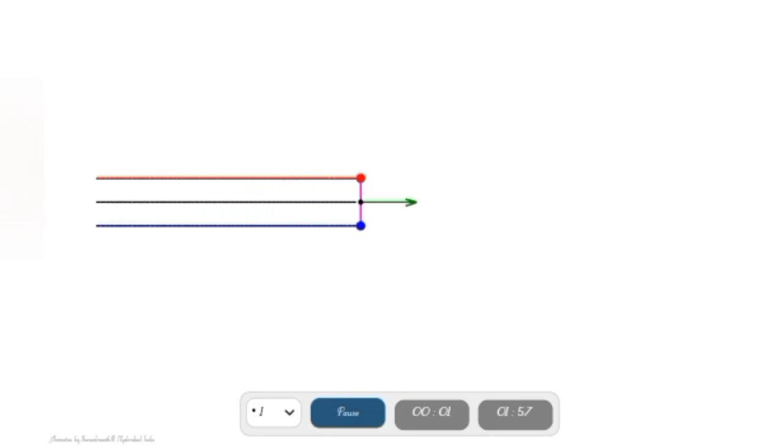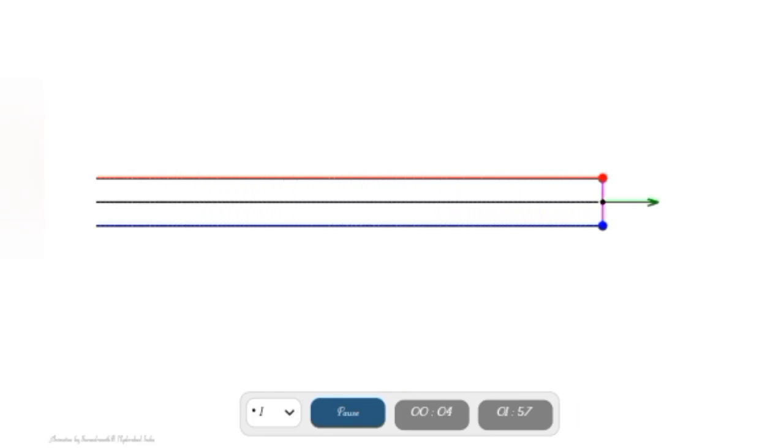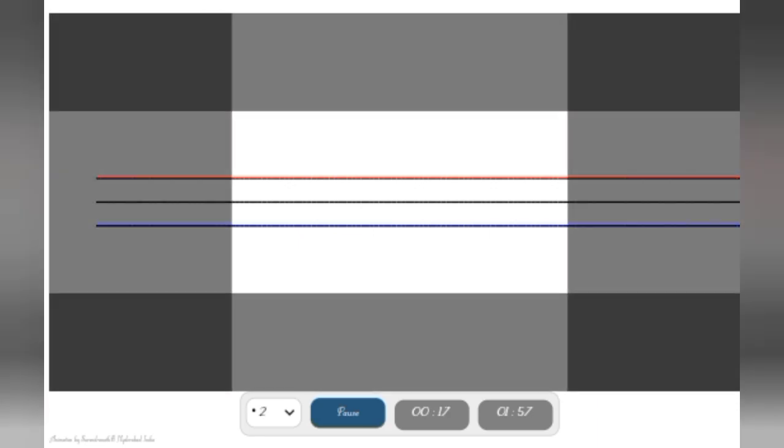Two disks of equal mass connected by a rod of negligible mass are lying on a smooth horizontal surface. The rod is hit at its midpoint perpendicular to its length. You can see the rod translating with a constant velocity without any rotation.